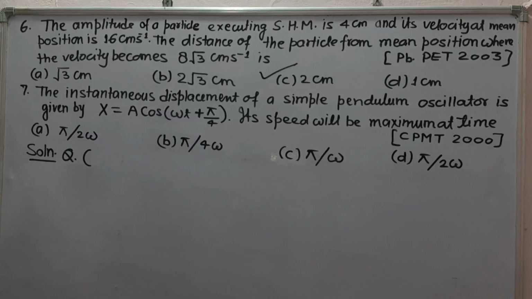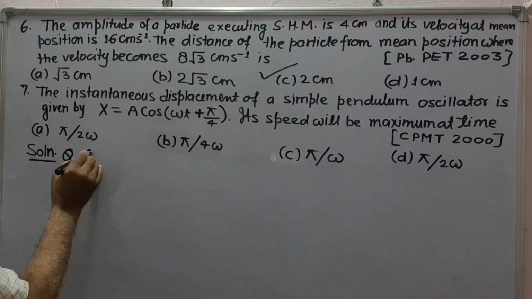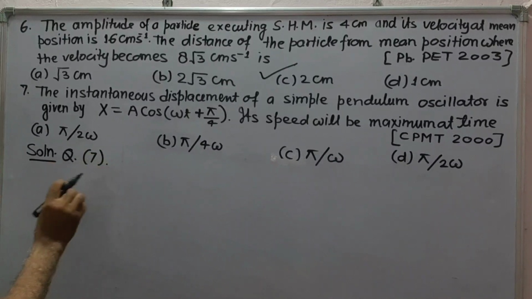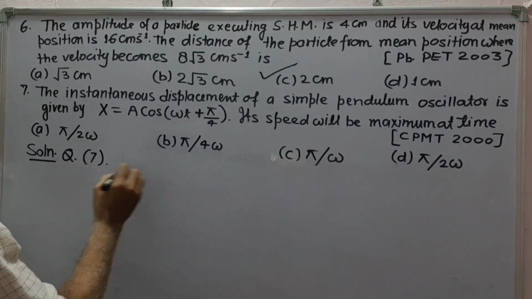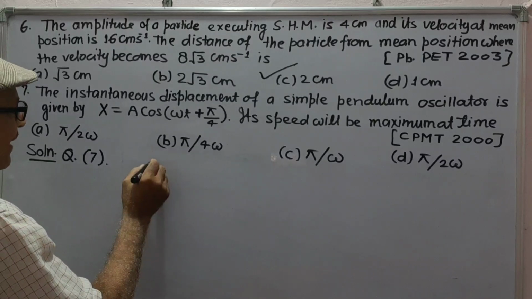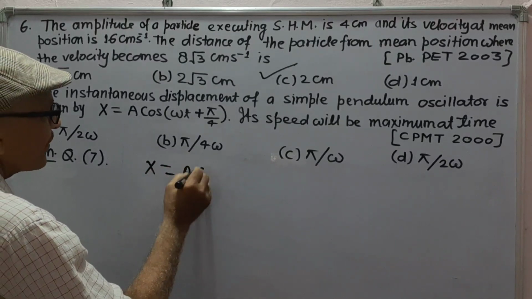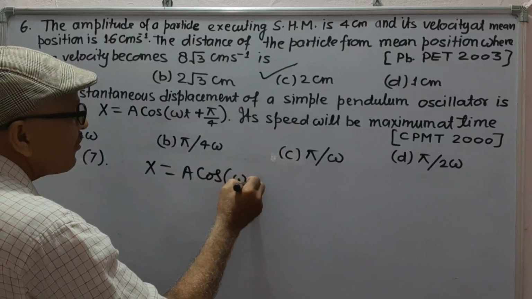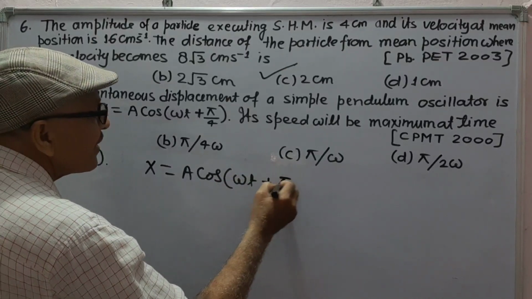Next question number 7. The question is, the instantaneous displacement of a simple pendulum oscillator is given by x is equal to a cos omega t plus pi by 4. Its speed will be maximum at time. Now, solution to question 7. Here x is a cos omega t plus pi by 4.